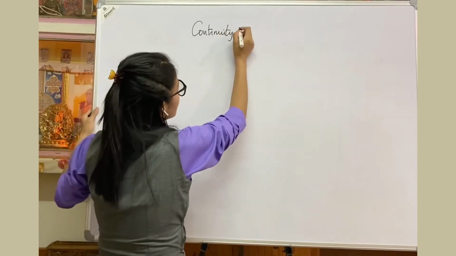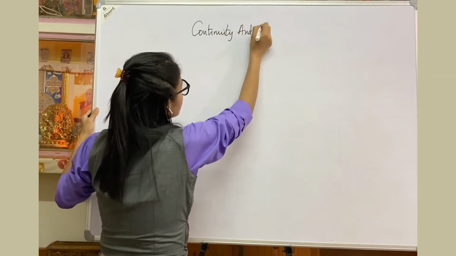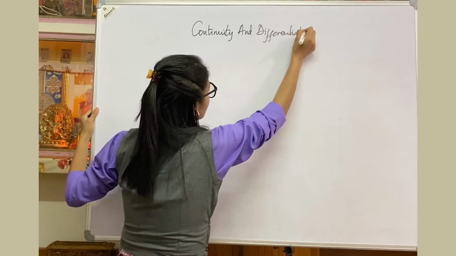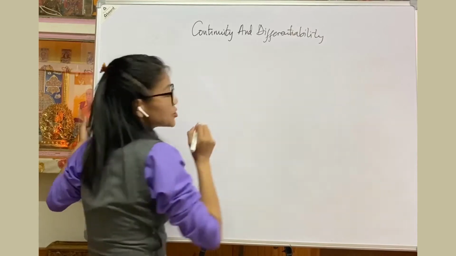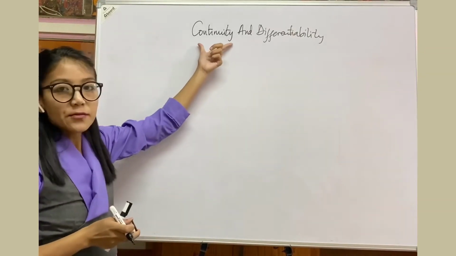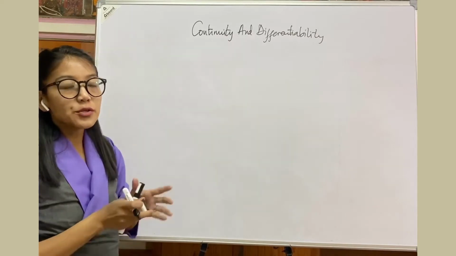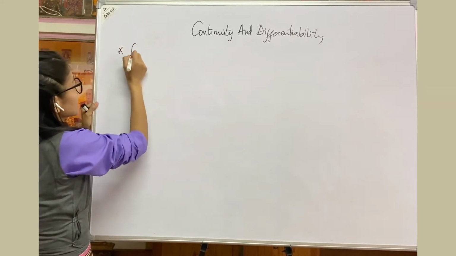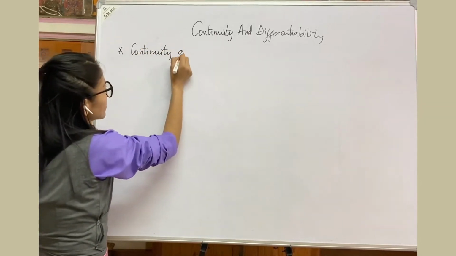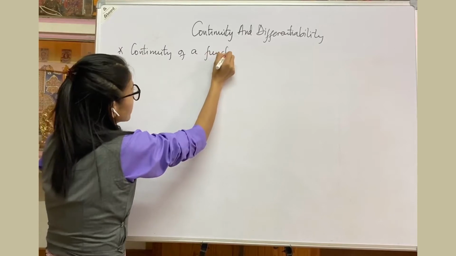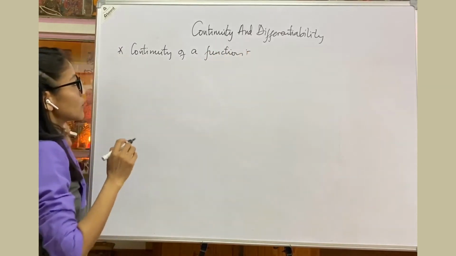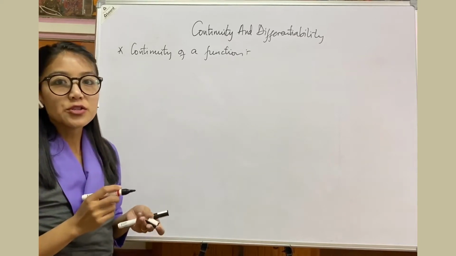So we were doing the fifth chapter, that is continuity and differentiability. So this is the fifth chapter. Today we will be discussing the first topic of this chapter, that is continuity of a function. We will define when we say that a function is continuous.